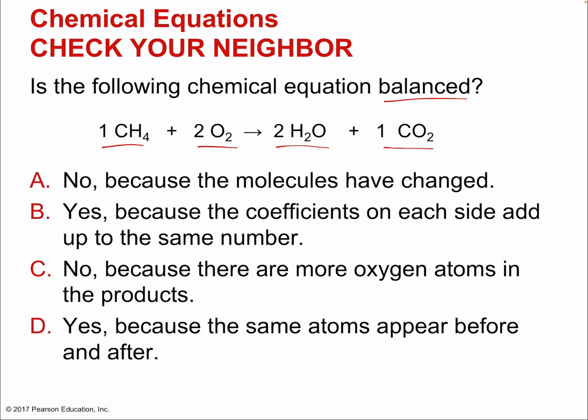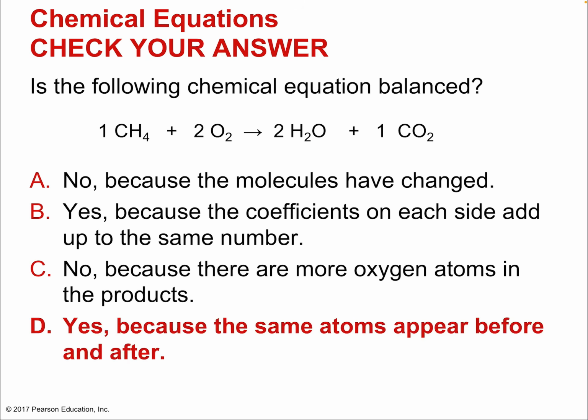So is it balanced? No, because the molecules have changed. Yes, because the coefficients on either side add up to the same number. In other words, 1 plus 2 equals 2 plus 1. No, because there are more oxygen atoms in the products. Or yes, because the same atoms appear before and after. What's the correct answer? It's D. Now, this is important here, because saying it's balanced for the reason in B would be wrong. Yes, it is balanced, but not for this reason. The coefficients adding up doesn't necessarily mean a balanced equation.